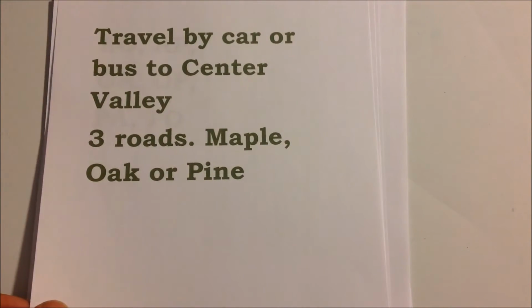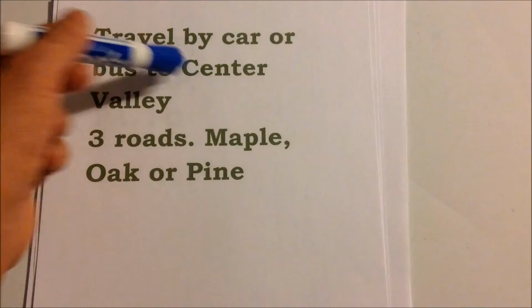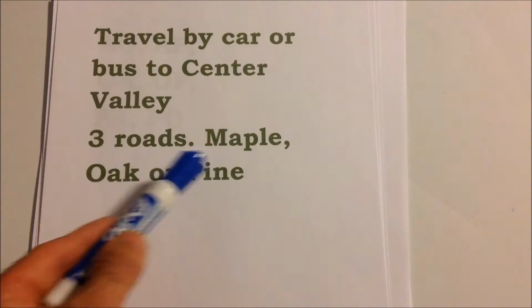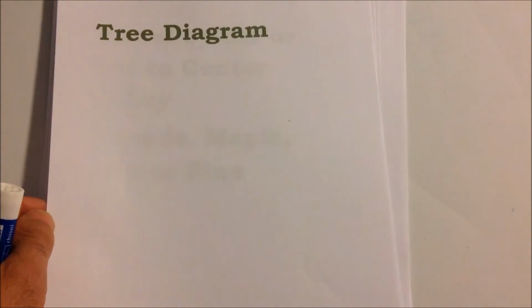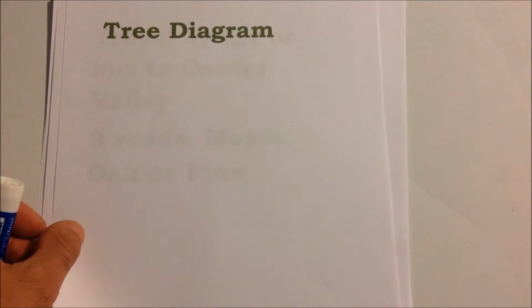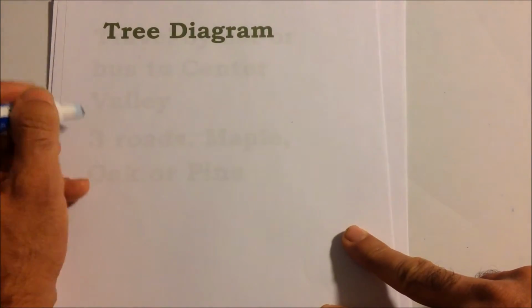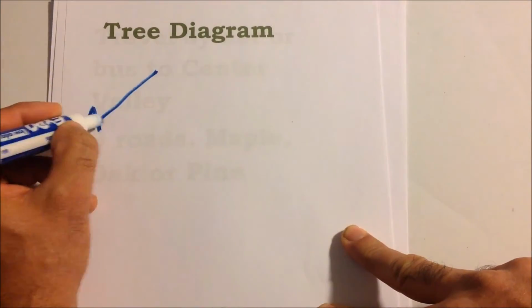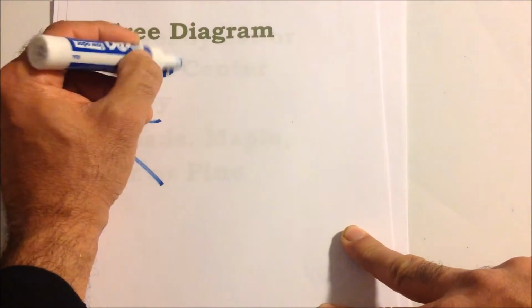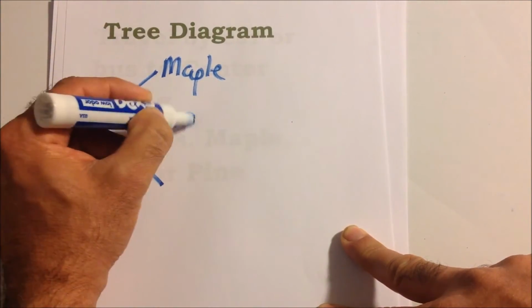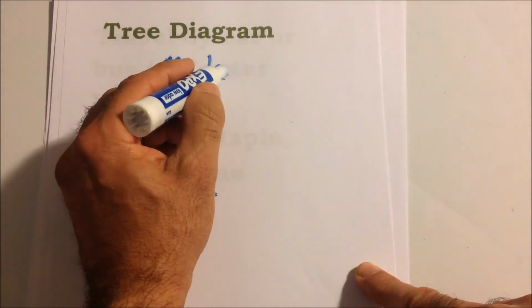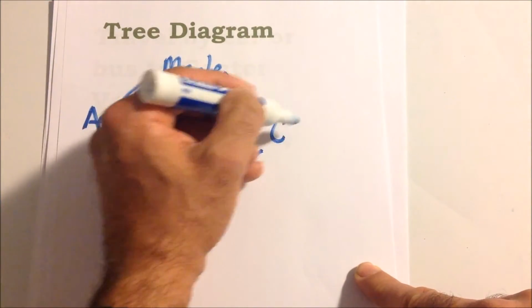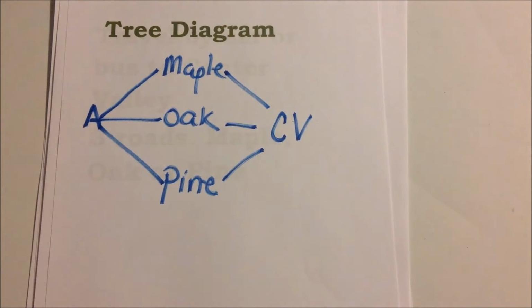Let's say you're traveling by car or bus to Center Valley. Right? And there's 3 roads you can choose to get there: Maple, Oak, and Pine. We can make a tree diagram of how we can get to Center Valley. So here we are, let's say at A, and you can go 3 routes. You can go to Maple Street, Oak Street, or Pine Street. And these streets all connect to Center Valley. So that's what a tree diagram would be.